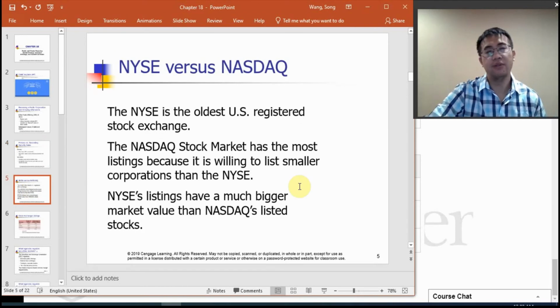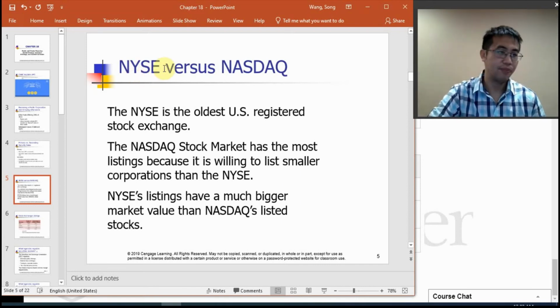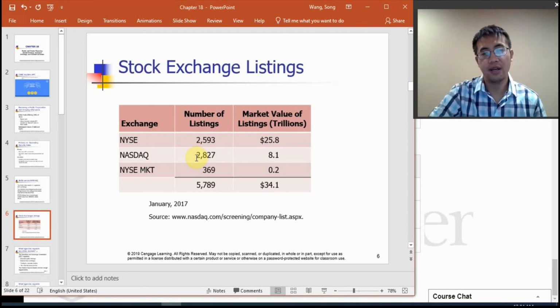So we have two major stock markets. We used to have three, but the American exchange got merged with the New York Stock Exchange. So right now, only the New York Stock Exchange and the NASDAQ are the two prevailing stock markets in the country. The New York Stock Exchange is much larger in terms of market value, but NASDAQ has more stocks. You can see that most of the NASDAQ stocks are small stocks, high-tech stocks, and many of them are junk stocks.